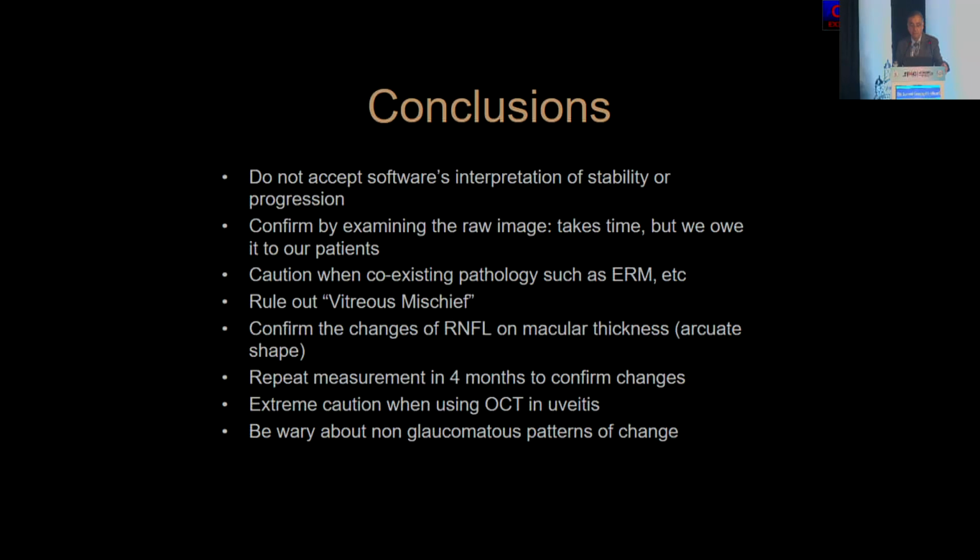So in conclusion, don't accept the software's interpretation of stability or progression. Confirm. Examine the raw image. It takes time. We owe it to our patients. Look at coexisting pathologies. Rule out vitreous mischief. Confirm changes of the nerve fiber layer on macular thickness. And repeat measurement if you're not sure. Extreme caution if you are going to use OCT in uveitis, and be aware of non-glaucomatous patterns of change.